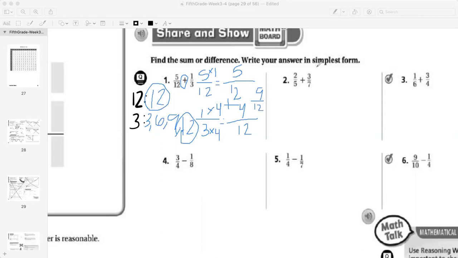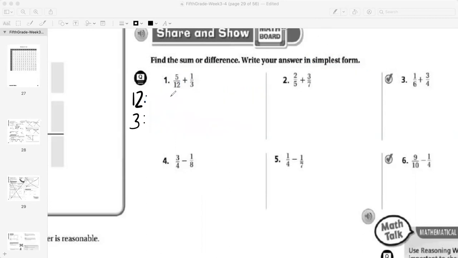Now it says to write it in simplest form. I would really like you to try to simplify these today. So we're going to remember 9/12. I'm going to make some more room. So we have 9 over 12 was our answer when we added those together. And then I have to simplify it. So I'm looking for something I can divide both 9 and 12 by. There's a couple things I could divide them both by, but I have to make sure it's the biggest.